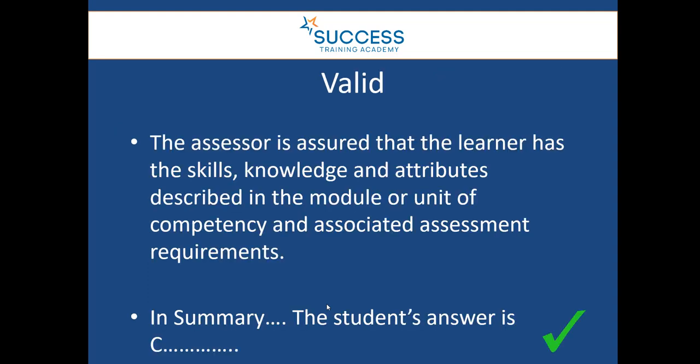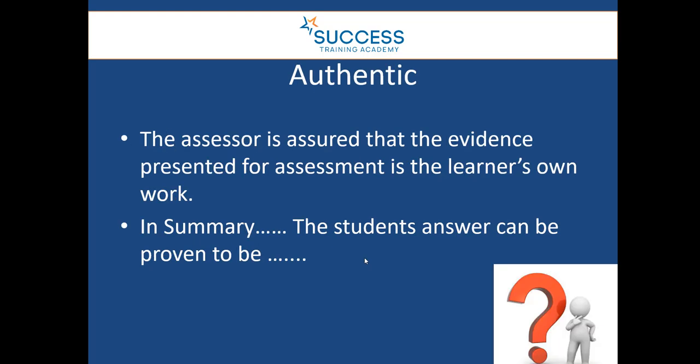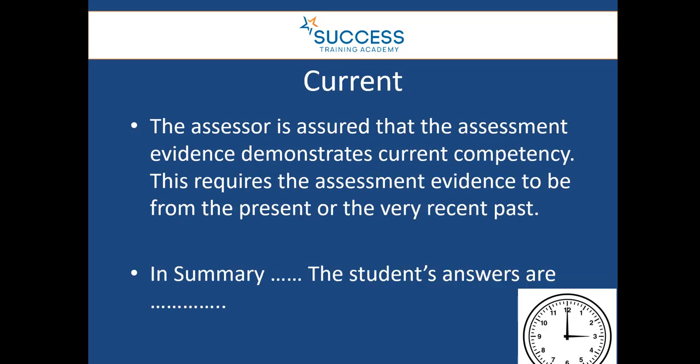So let's get into further definitions. Valid: the assessor is assured that the learner has the skills, knowledge, and attributes described in the module or unit of competency and associated assessment requirements. In summary, the student's answer is correct, okay? Authentic: the assessor is assured that the evidence presented for assessment is the learner's own work. In summary, the student's answer can be proven to be their own, okay? Current: the assessor is assured that the assessment evidence demonstrates current competency. This requires the assessment evidence to be from the present or the very recent past. In summary, the student's answers are up to date.